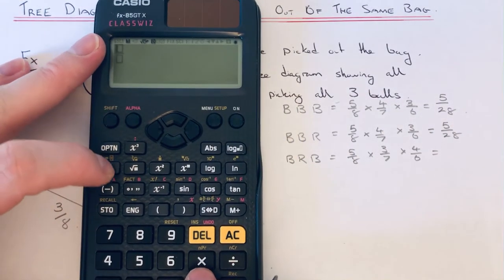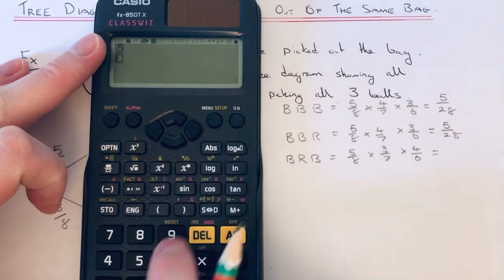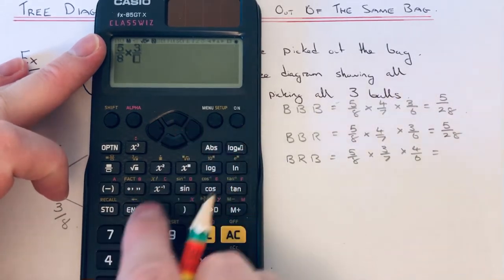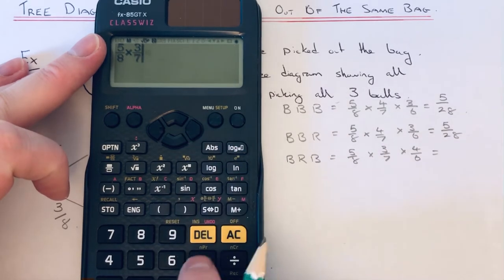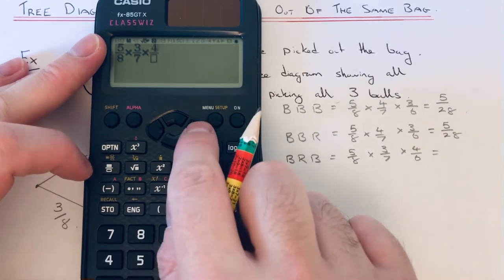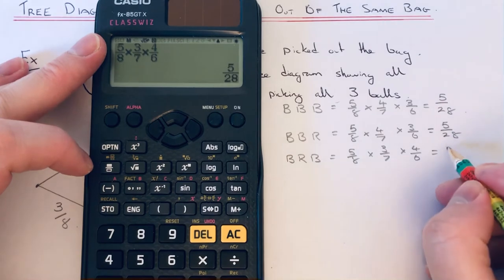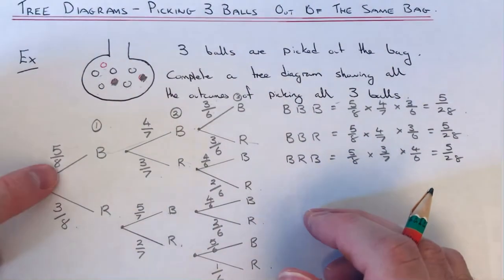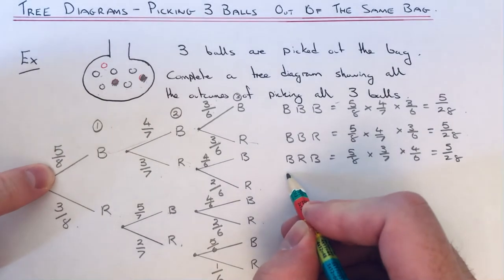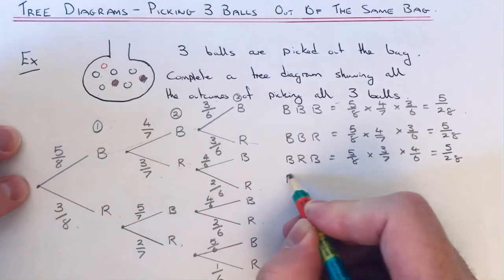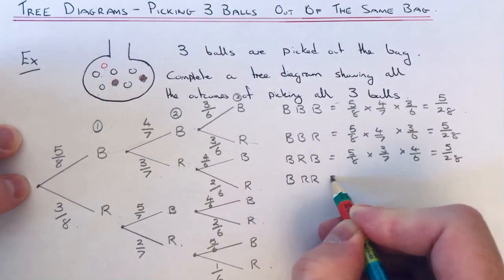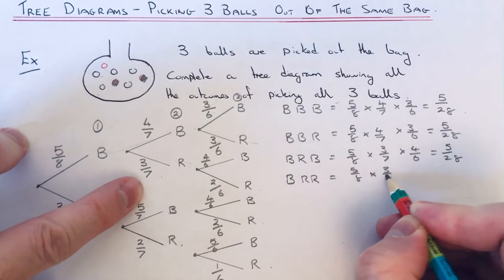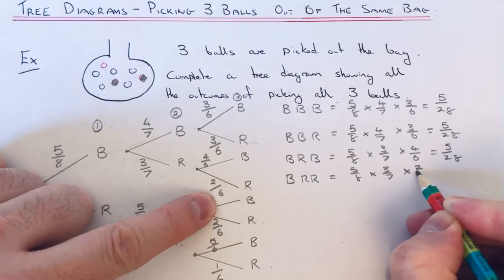So let's put this one on your calculator. So we've got 5 eighths times 3 sevenths times 4 sixths. So that's also 5 twenty-eighths. And the one underneath will be black, red, red. So that is 5 eighths times 3 sevenths times 2 sixths.